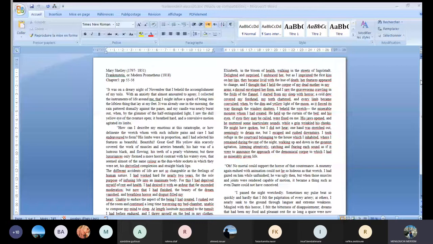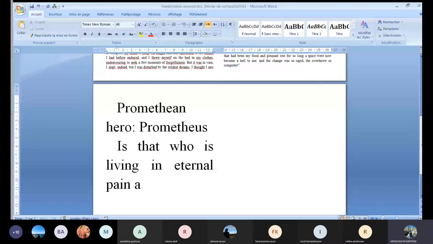Prometheus is the one who is living in eternal pain, and the Promethean hero is the one who is living in eternal pain and suffering because of human beings. He offered fire to human beings, he loved human beings, and thus he was punished for that.